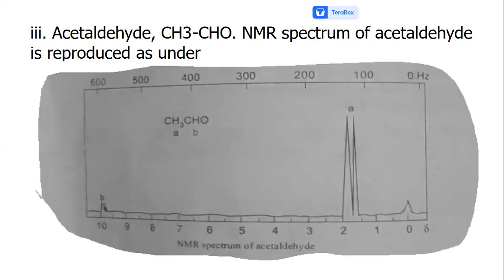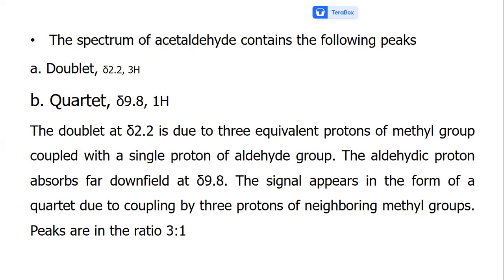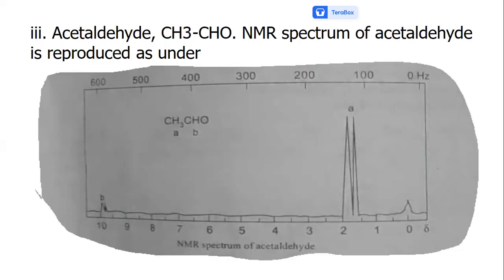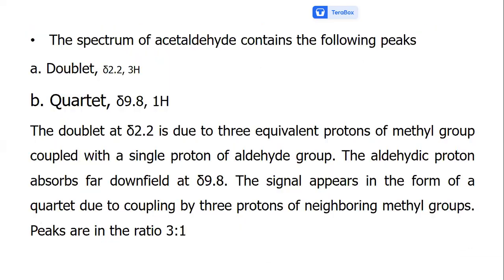Acetaldehyde NMR spectrum, which I reproduce here. CH3CHO, 2 peaks. The spectrum of acetaldehyde contains the following peaks: doublet at delta 2.2, 3 hydrogen, and quartet at delta 9.8, 1 hydrogen.